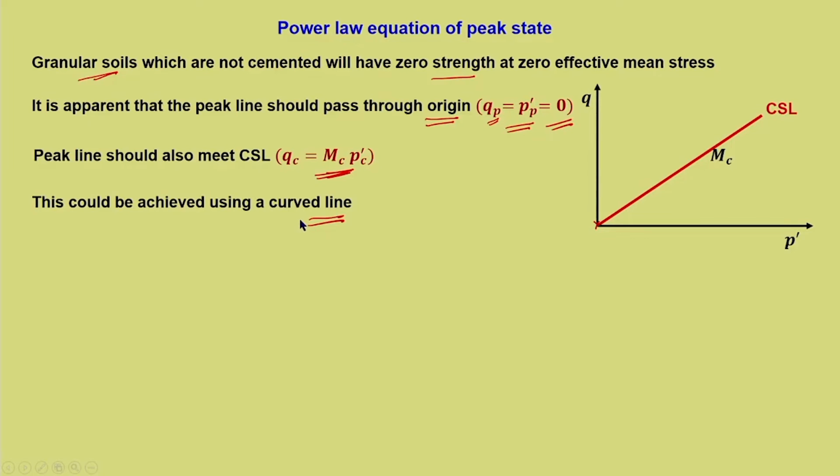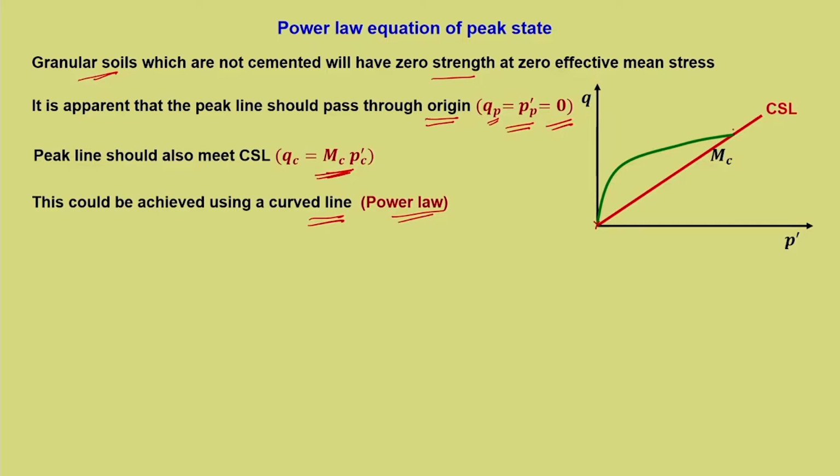The peak behavior is very critical, and we have not discussed it in detail during our undergraduate days. So, this could be achieved using a curved line, because for soils we do not discuss this curved failure envelope to represent peak behavior. This is very much dealt with when we discuss the behavior of rocks, but the same is not considered when we discuss soils. So, for this curved line, a very simple equation can be that of a power law.